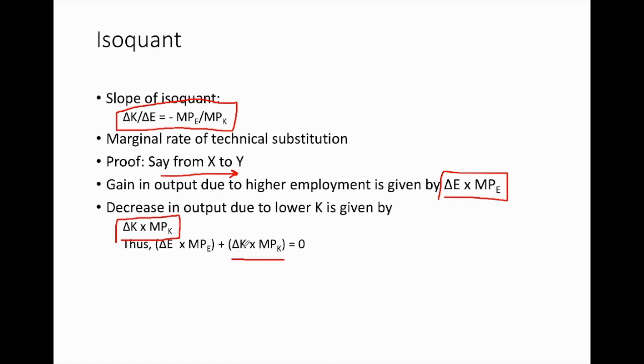If we rearrange this expression, where we bring change in capital over change in worker to the left side and the remaining terms to the right hand side, you will get this expression. So this is how we derive the slope of the marginal rate of technical substitution for our isoquant.